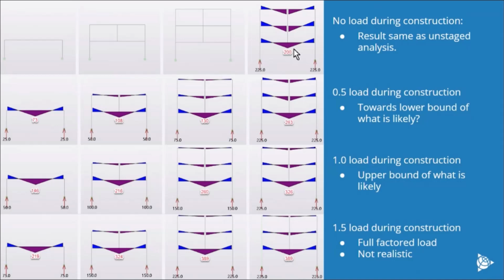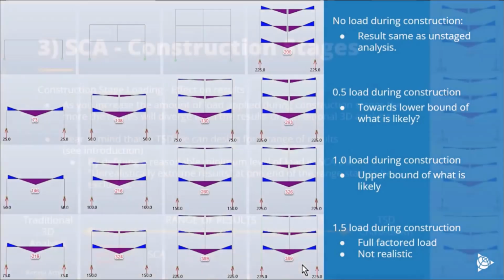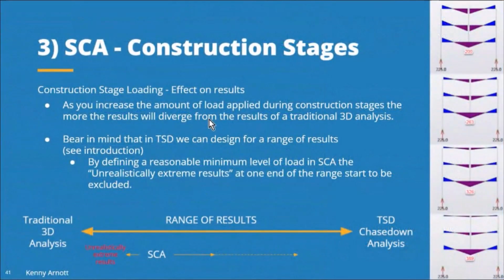So just comparing the results in the bottom beam, if I don't apply any load during construction, I end up with the smallest value in this beam. And if I apply lots of load during construction, I end up with a much bigger value in that bottom beam, and lesser bending moment or lesser effects in the beams above that. And so that's those design stages again.